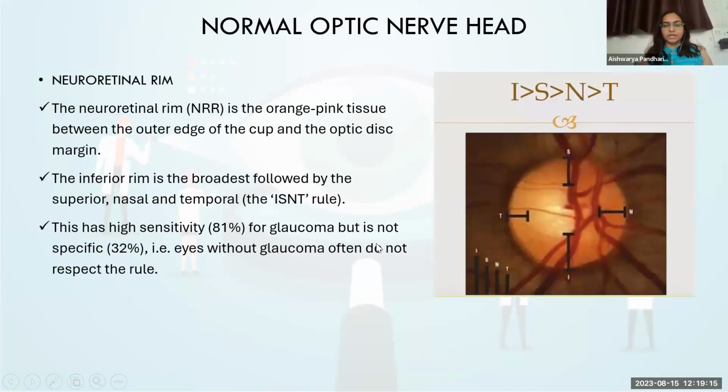Moving forward, in a normal optic nerve head, the NRR, neuroretinal rim, is the orange-pink tissue between the outer edge of the cup and the optic disc margin. As we can see in the picture, the inferior rim is the broadest, followed by the superior, nasal, and temporal rim. This is known as the ISNT rule.